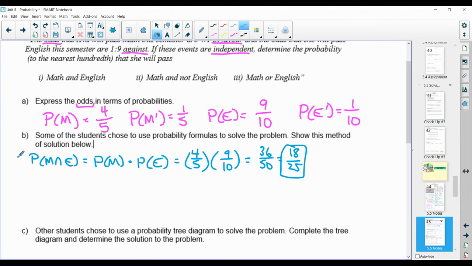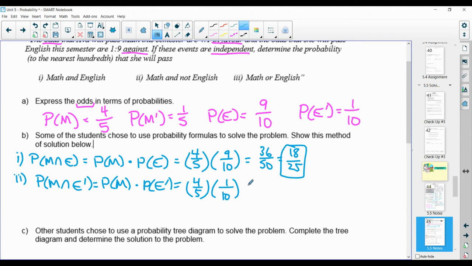Now, what about the probability of passing math and not English? Well, this is going to be the probability of passing math times the probability of not passing English. So the probability of passing math, again, is 4/5. The probability of not passing English is 1 over 10. So this gives us 4 over 50, which is 2 over 25.